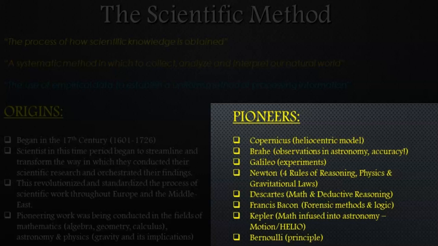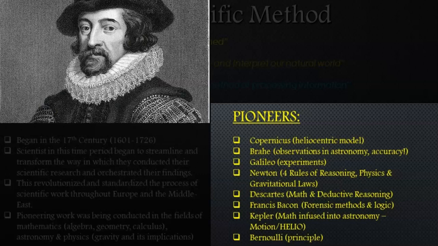Then we had people like Sir Francis Bacon, who was a lawyer first, and then went into more of a science and more philosophy, and looked into applying forensic methods into obtaining scientific data and also using logic. Now, logic is using reasoning to produce valid points that make sense of what you're doing. So that was Bacon's contribution to the scientific method.